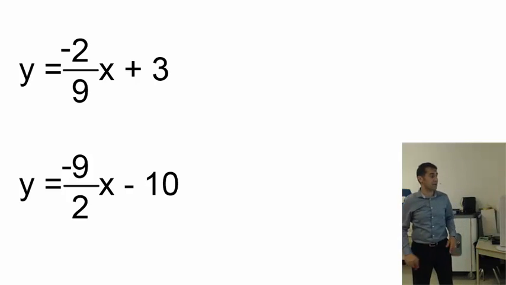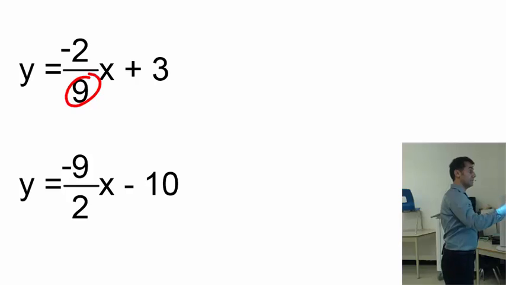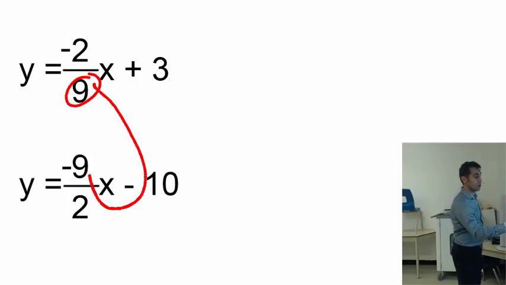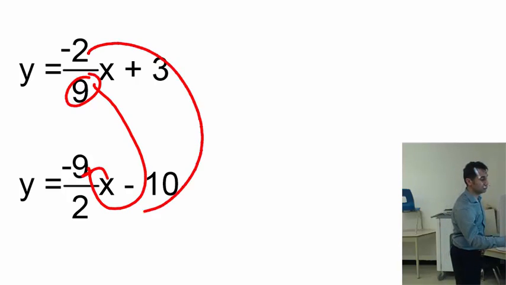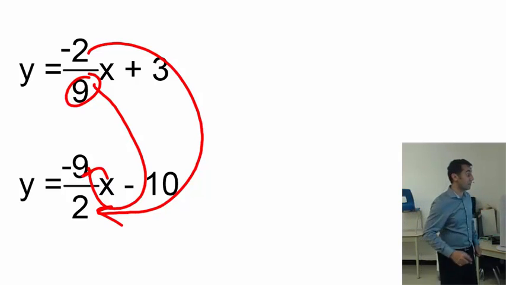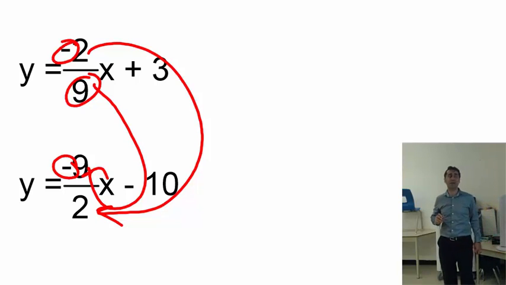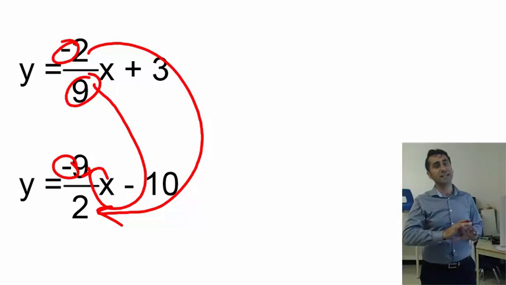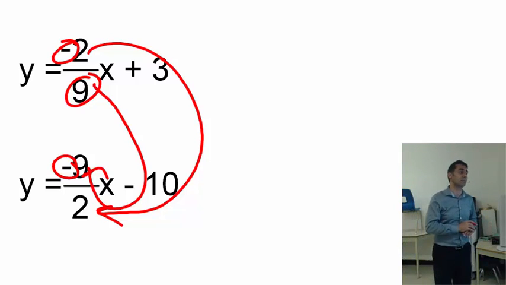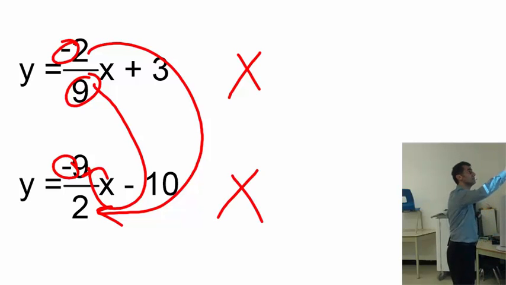And in the next example you see now 9 goes up, 2 goes down. Yes, I can call this perpendicular lines, right? But look at the signs. Signs are exactly the same. When signs are exactly the same, they cannot be called perpendicular lines. So these two are not perpendicular lines.